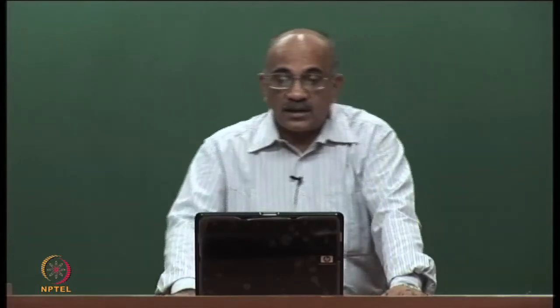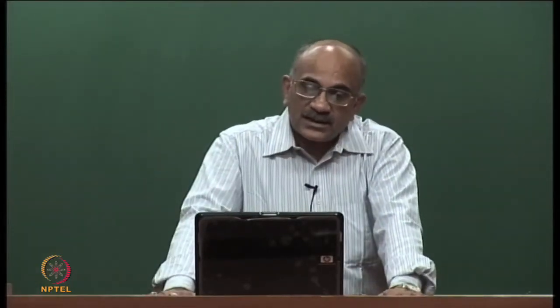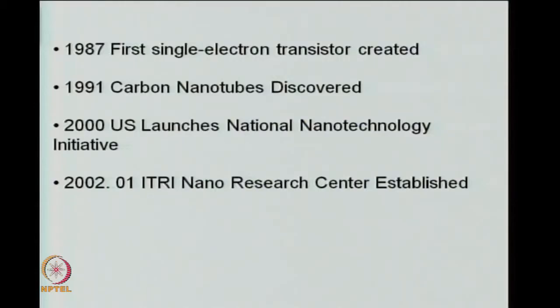So, there are several other discoveries around that time. In 1987, the first single electron transistor was created. In 1991, carbon nanotubes were discovered. These are tubes made up only of carbon atoms. The carbon atoms are arranged as hexagons and pentagons, and these tubes have a diameter of around 3 to 10, 15 nanometers. And these carbon nanotubes were later found to be very important for several applications.